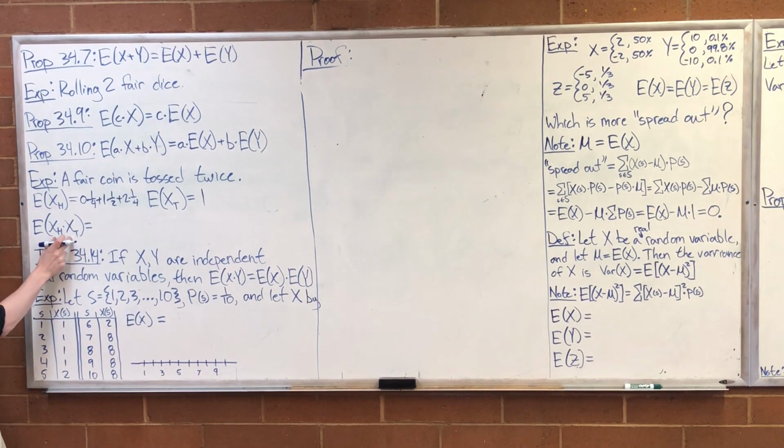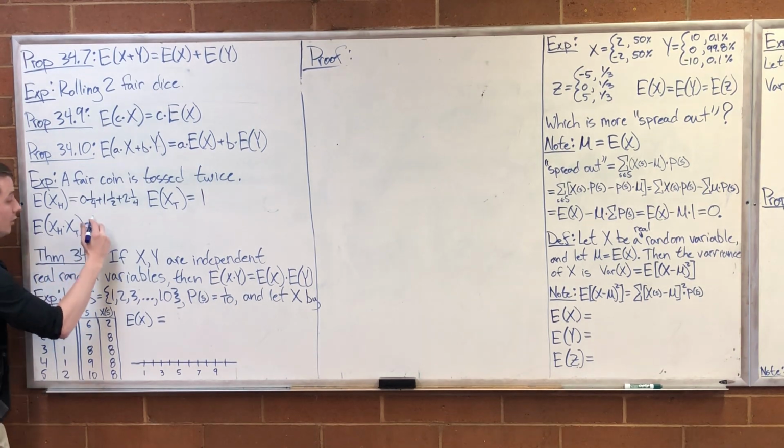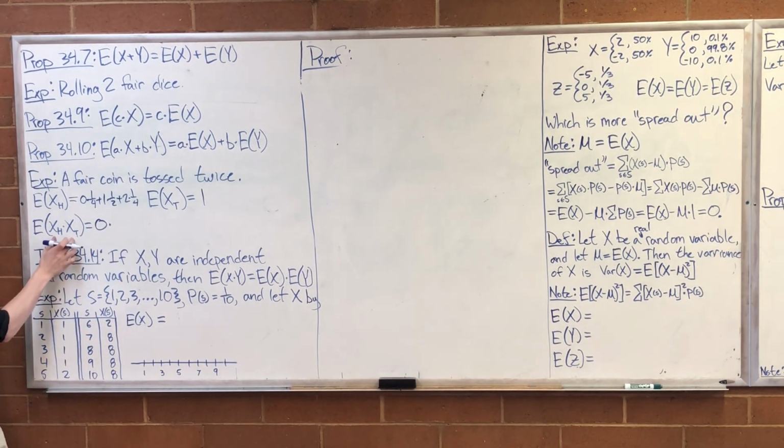So, let's see. We get a 0 here when x of h is 0 or x of t is 0. And we get a 1 when they're both 1. This is a product, x of h times x of t. We'll go over all the different scenarios. If we get 0 heads and 2 tails, what's this? 0. If we get 1 heads and 1 tails, what's this? 1. And if we get 2 heads and 0 tails, what's this? 0.